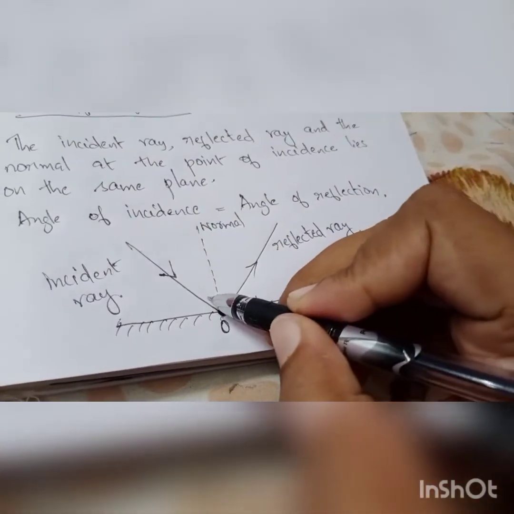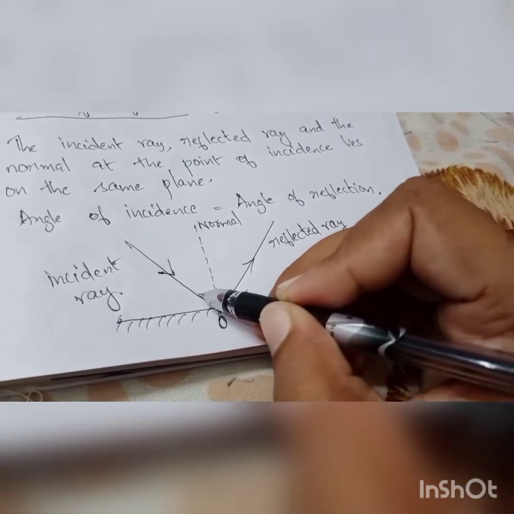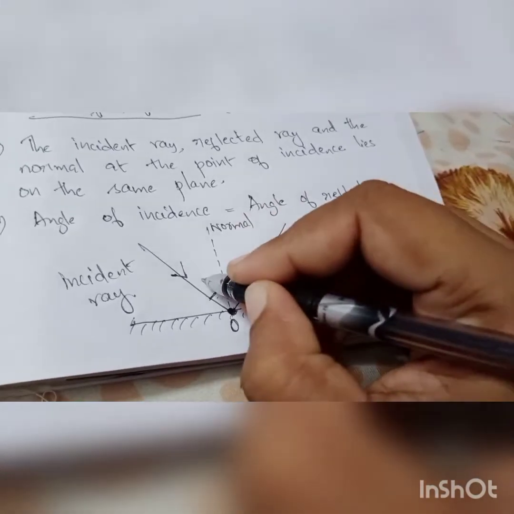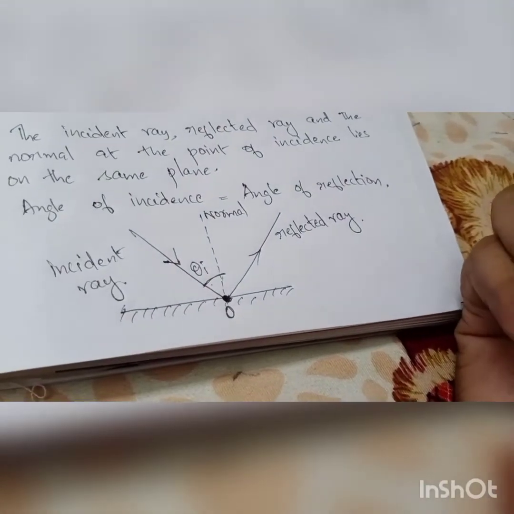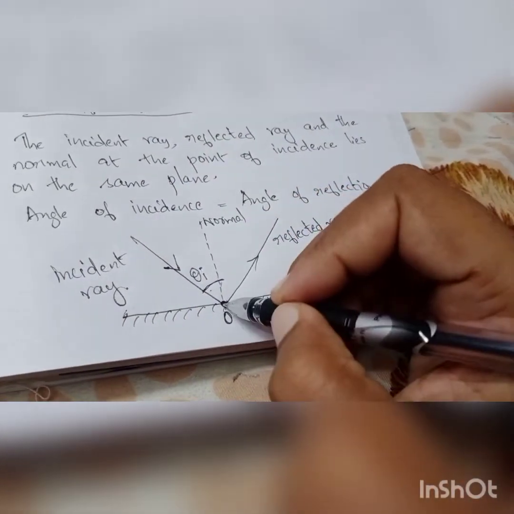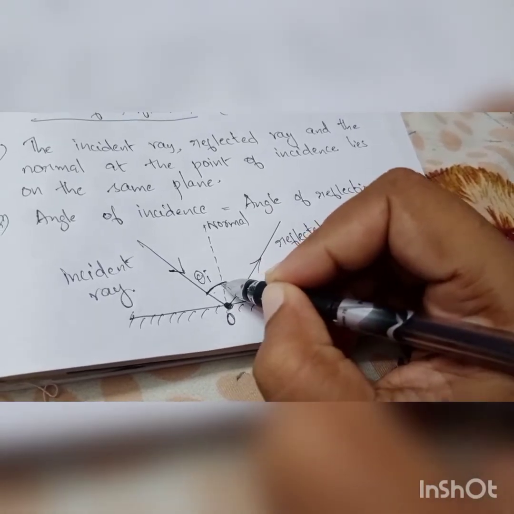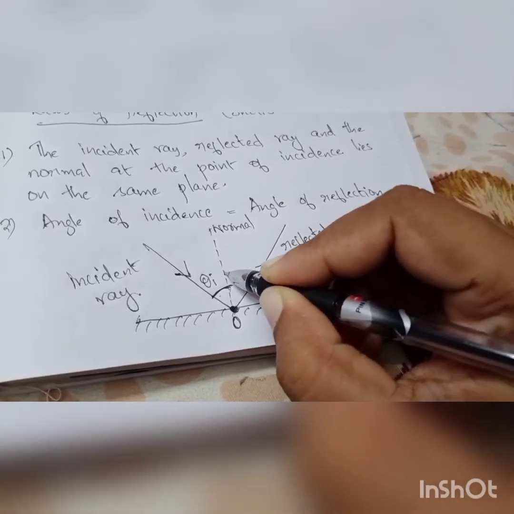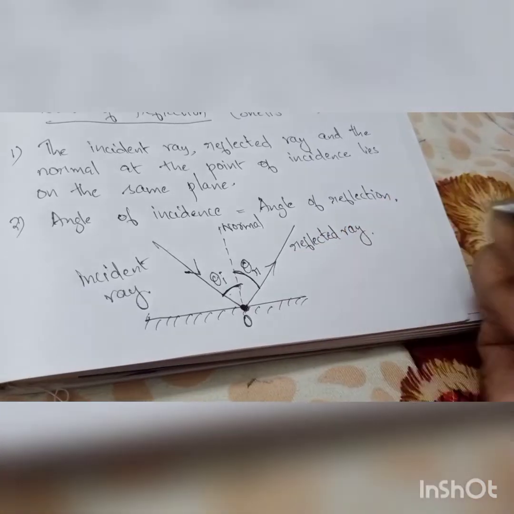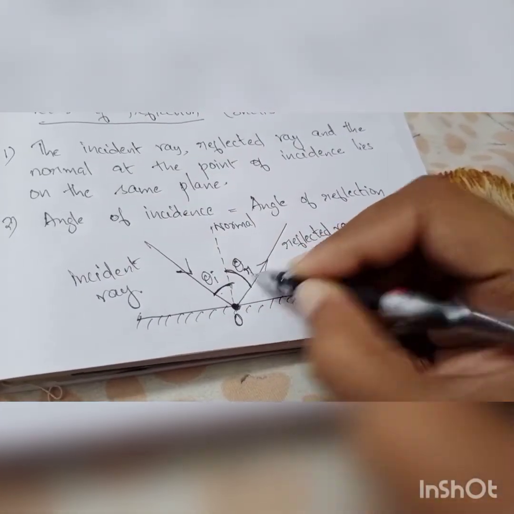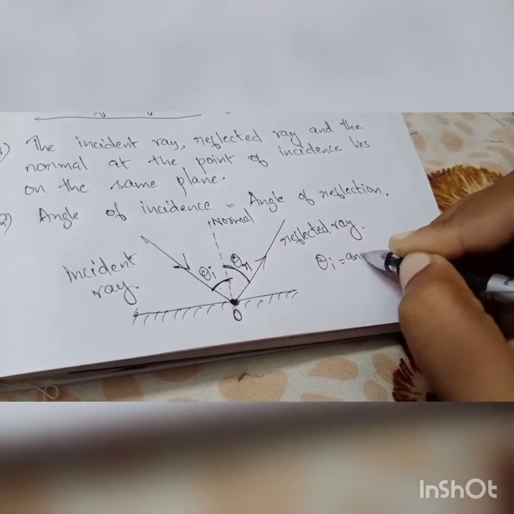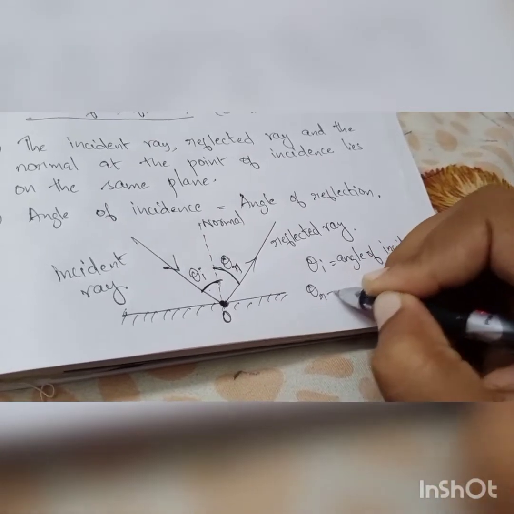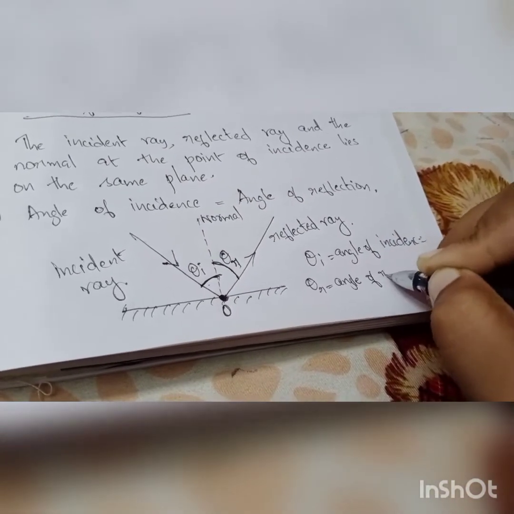The angle between the normal and the incident ray is called the angle of incidence, and we represent it as theta I. Similarly, the angle between the normal and the reflected ray is called the angle of reflection, and I'll represent it as theta R. So theta I is the angle of incidence, and theta R is the angle of reflection.